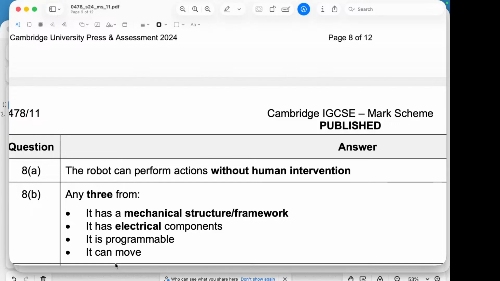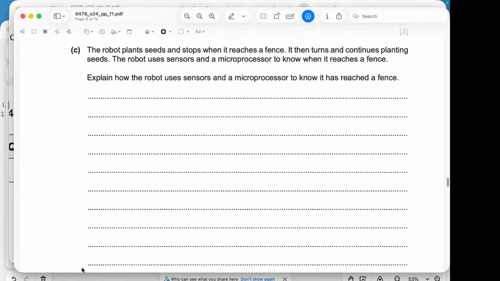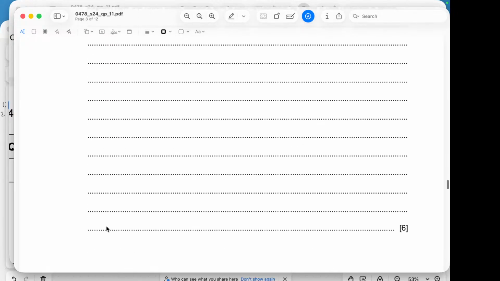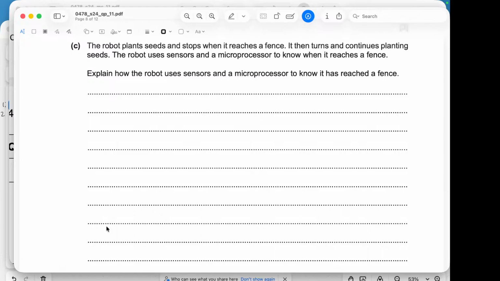Okay, we've just got enough time to finish the last bit. So it says the robot plants seeds and stops when it reaches a fence. It then turns and continues planting seeds. The robot uses sensors and a microprocessor to know when it reaches a fence. Explain how the robot uses sensors and a microprocessor to know it has reached a fence. And it's how many marks? 6 marks for this. So 6 things about how this would work.